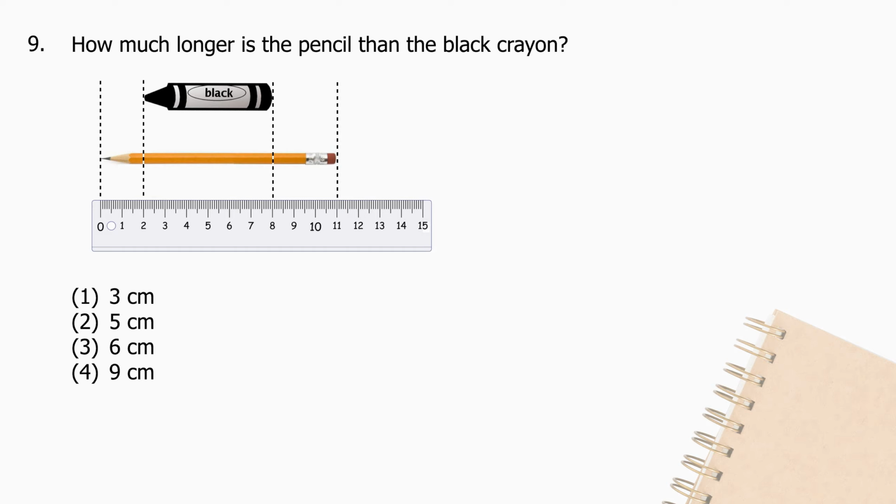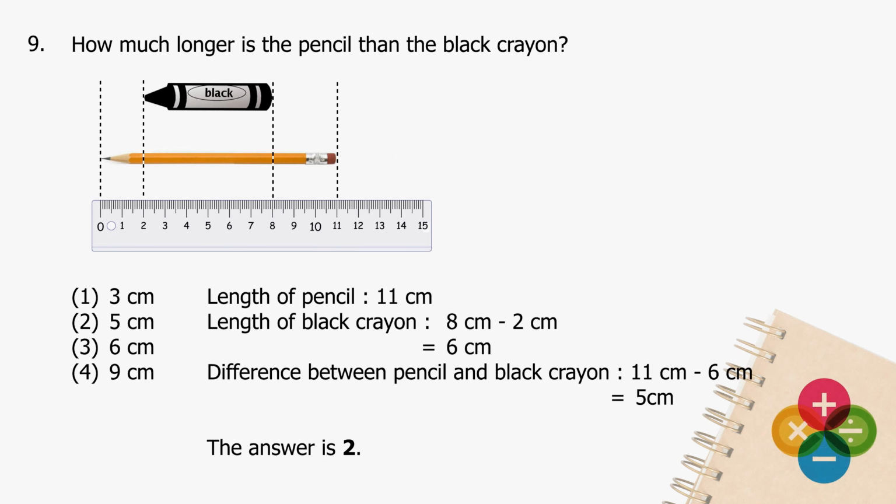Question 9. How much longer is the pencil than the black crayon? The length of the pencil will be 11 cm. The length of the black crayon will be, subtract 2 cm from 8 cm, and the difference is 6 cm. The difference between the pencil and the black crayon will be, subtract 6 cm from 11 cm, and the difference is 5 cm. The answer is 2.